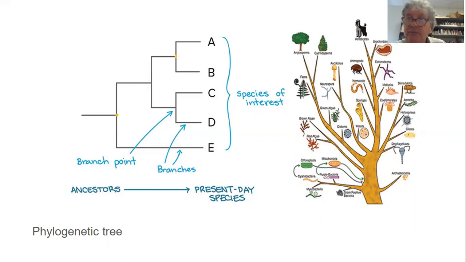So for example, here you can see vertebrates is one branch and arthropods is another branch. And if you go back along the tree, you can find a certain point where they were joined together. And so at that point there must be some common ancestor to both arthropods and vertebrates.